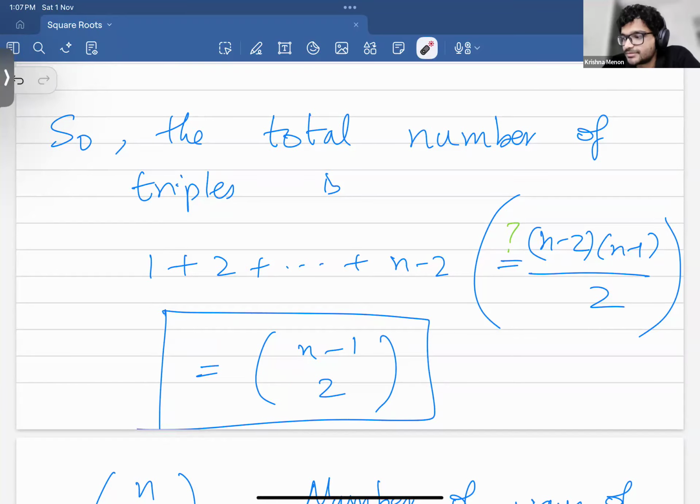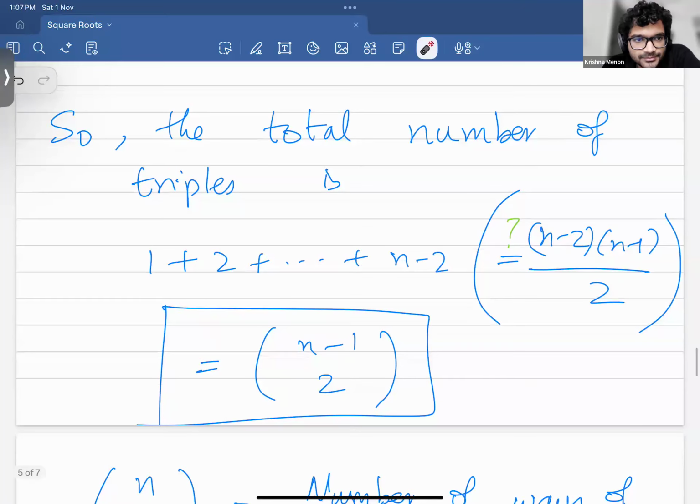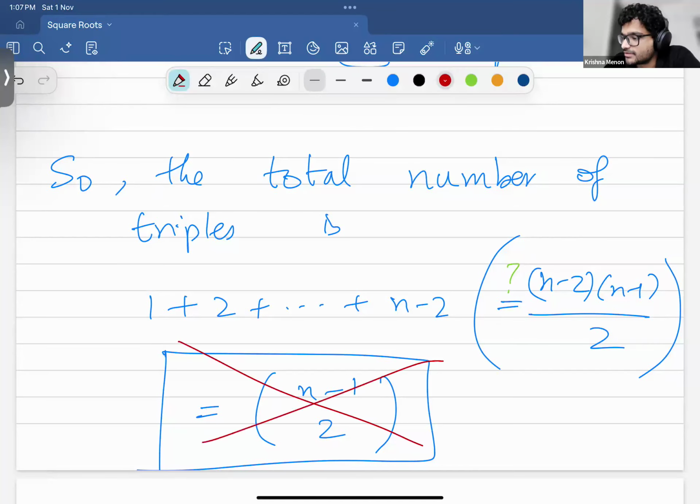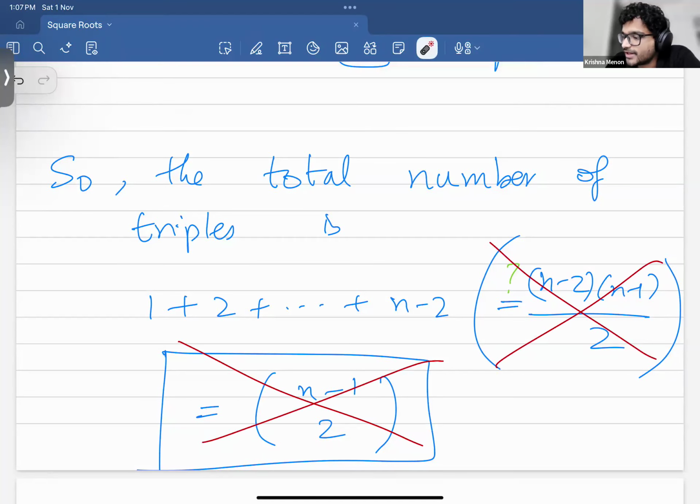That is, yeah, sure. The sum is (n minus 2)(n minus 1) upon 2. Okay, so let's see. Hopefully at least. Let's forget about this part and this part. But is there anyone who does not understand this part? That the number of triples is just 1 plus 2 plus 3 up to n minus 2.